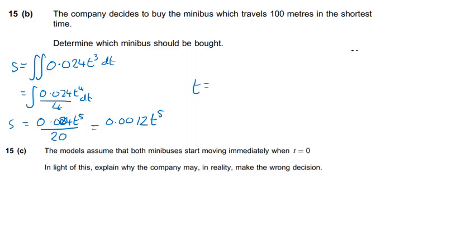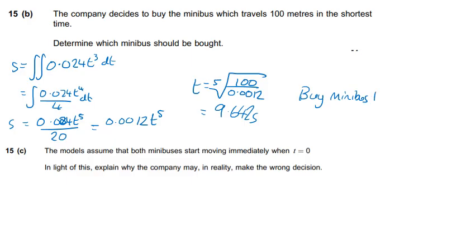And therefore this time, to find the time to do 100 meters, we're going to have the fifth root of 100 over 0.0012. And that comes out to be about 9.642 seconds. So we should buy minibus B. That's our conclusion because that's faster. I mean, it's only really a hundredth of a second faster over 100 meters, so they must really want those fares.